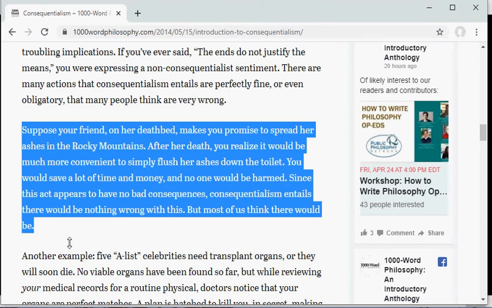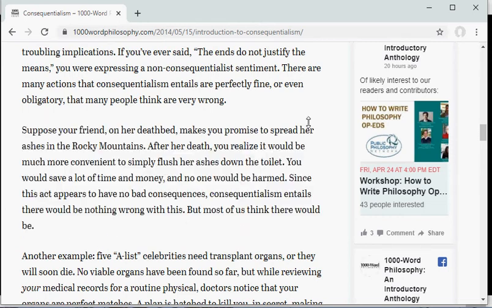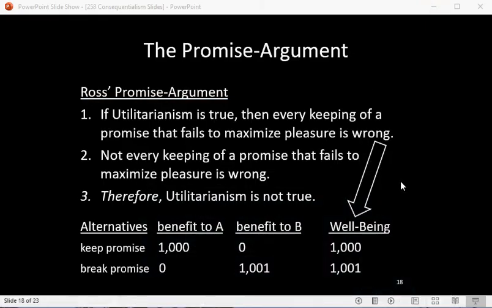By the way, the reading has a fun, well, fun in a morbid kind of way, similar example here. Suppose your friend on her deathbed makes you promise to spread her ashes in the Rocky Mountains. After her death, you realize it would be much more convenient to simply flush her ashes down the toilet. You'd save a lot of time and money, and no one would be harmed. Since this act appears to have no bad consequences, consequentialism entails that there would be nothing wrong with this, but most of us think there would be. Most of us think you should keep your promise, even if breaking it is not going to result in even more pleasure.